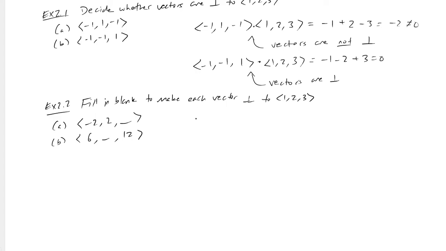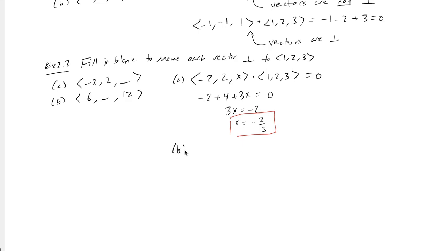All right, so this one we'll just work it out. We want the dot product of (1, 2, 3) and, let's call the blank x, (-2, 2, x) to be 0. So we'll work out this side. This is -2 plus 4 plus 3x equals 0. So what is that? 3x equals -2, so x is -2/3. That's the number that you have to make this third coordinate to make the vectors perpendicular.